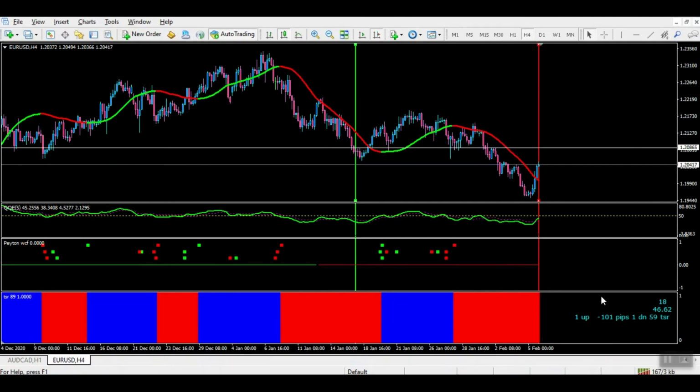All right, so here it said I had 1 up. There it is right there on the 240 chart. I had 1 up and I had 1 down. The down would have made 59 pips. The up would have lost 101 pips. Okay, let's drop down.